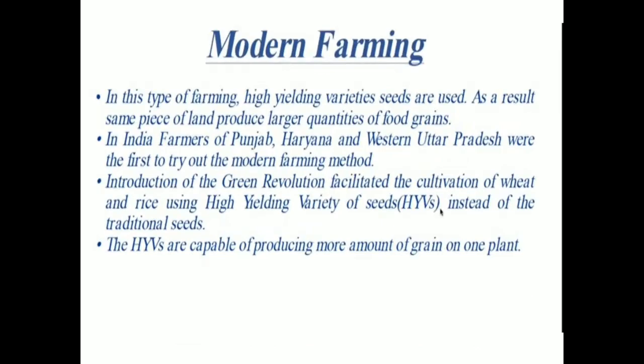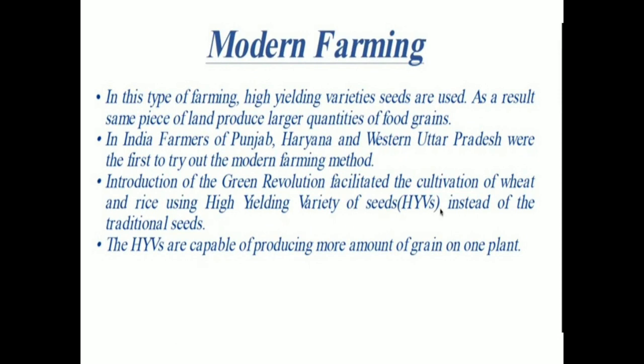What is modern farming actually? In this type of farming, high yielding variety seeds are used. As a result, a piece of land produces a large quantity of food grains. These are high quality seeds which increase the production. In India, farmers of Punjab, Haryana and Uttar Pradesh were the first to try out the modern farming methods.